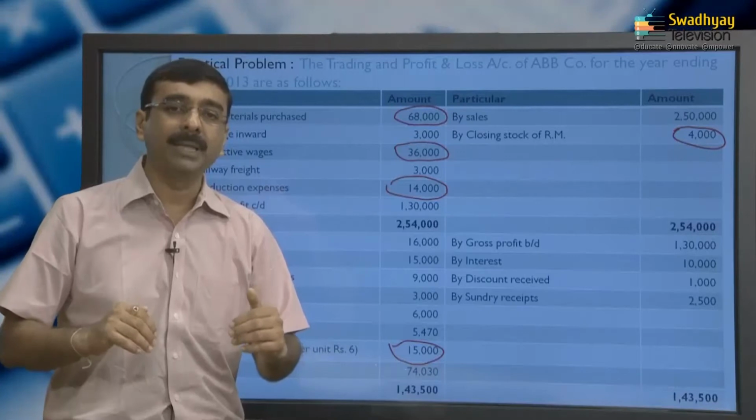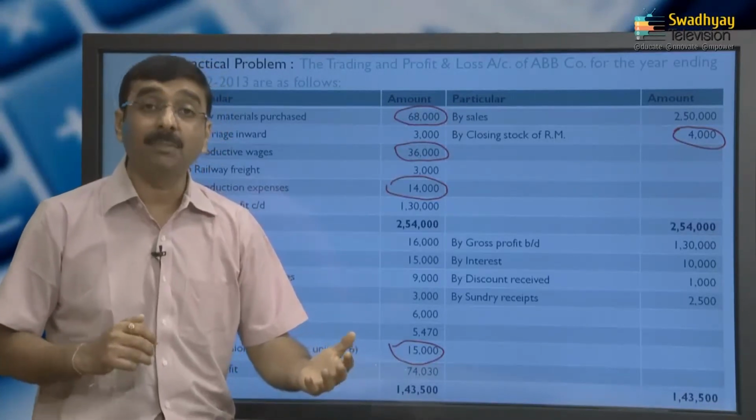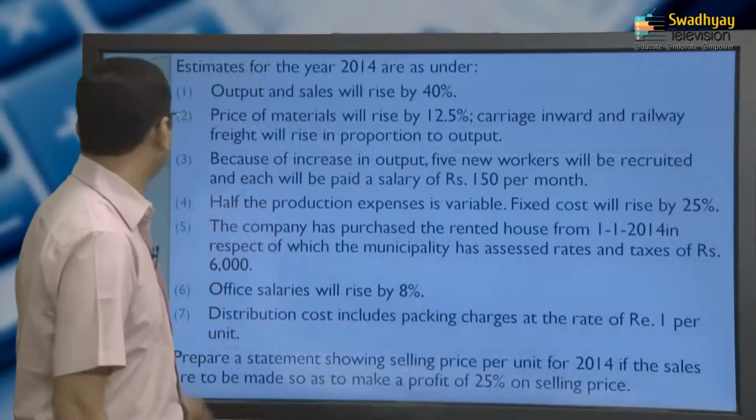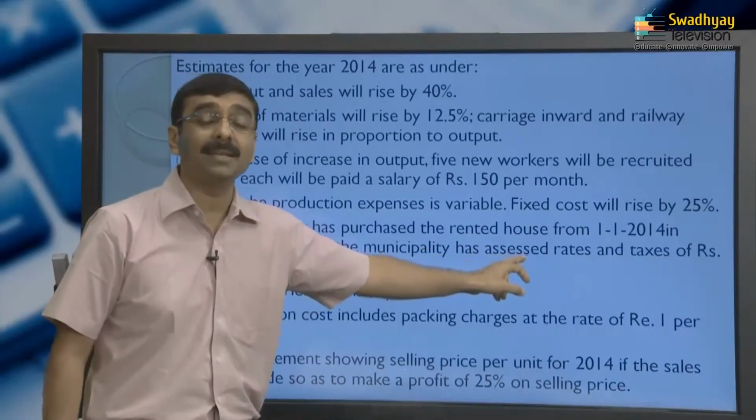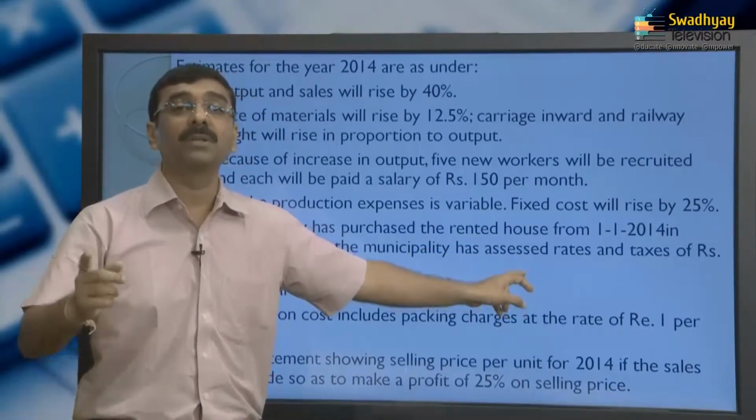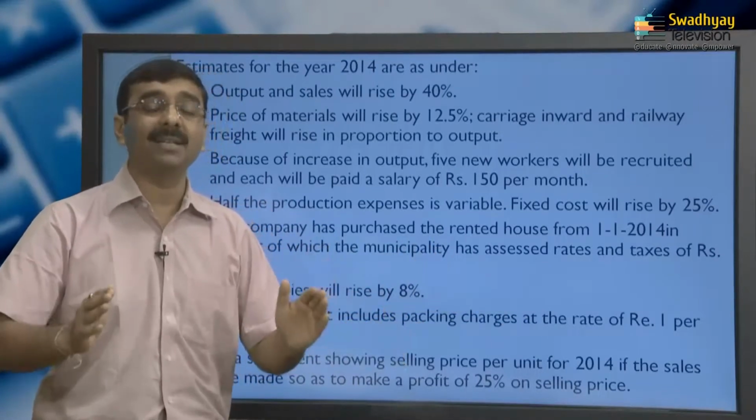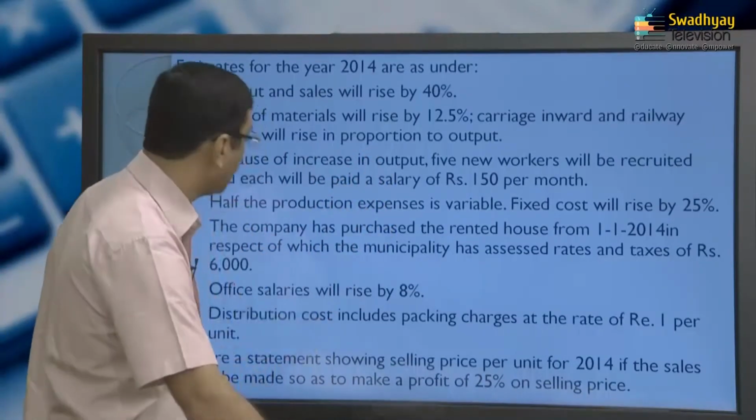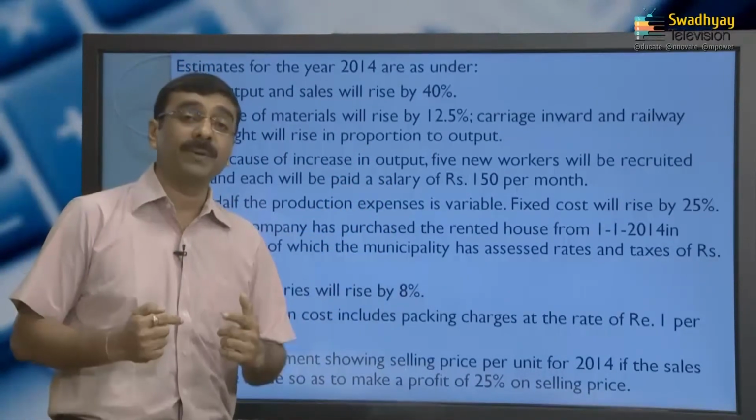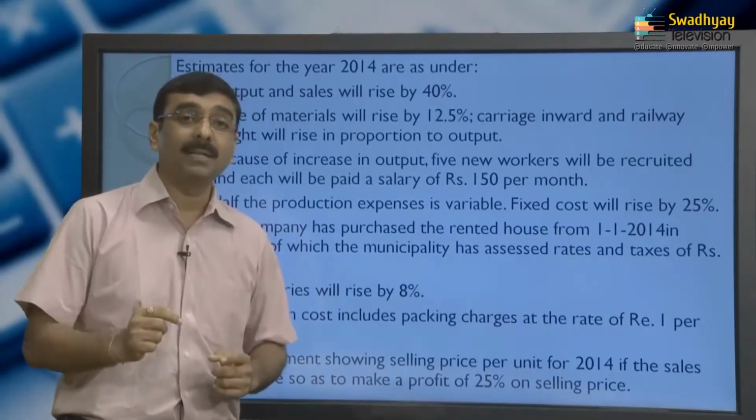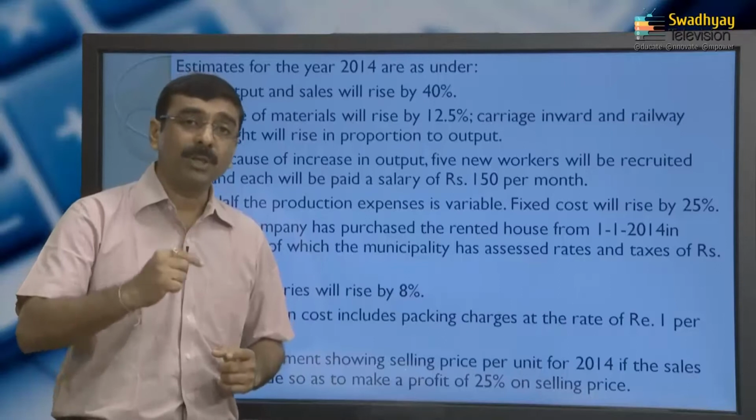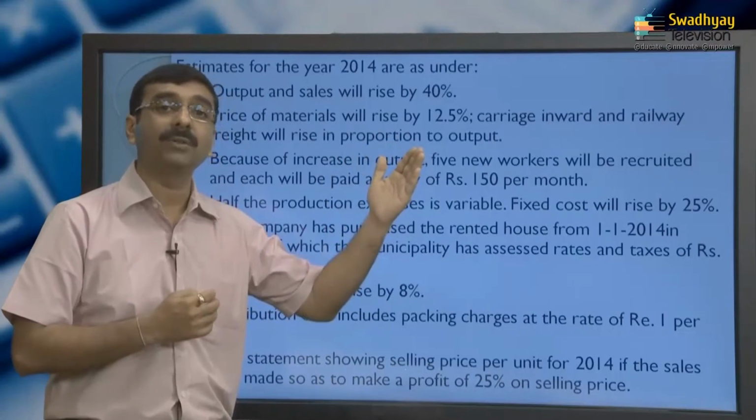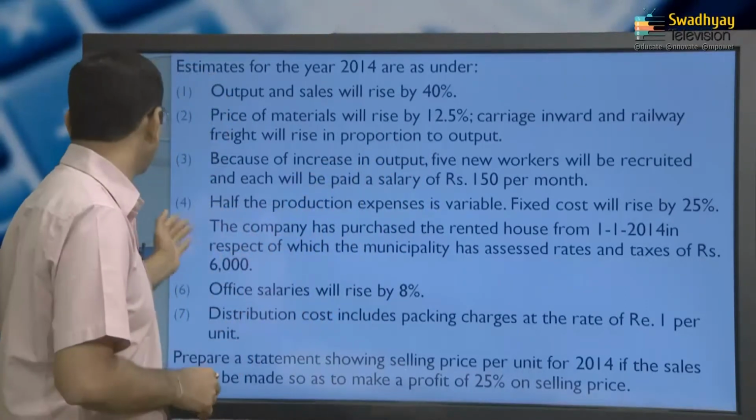If they have their own property, then they may have certain other expenditures like municipality taxes, house tax and property tax. So here, according to this adjustment, they have 6000 rupees rates and taxes, municipality taxes from the year 2014 onwards, instead of the rent which they paid in the year 2013. So the office rent would be replaced by the municipal tax and rates from 2014 onwards, rupees 6000, instead of the rent which they paid in the year 2013. This is the explanation of adjustment number 5.